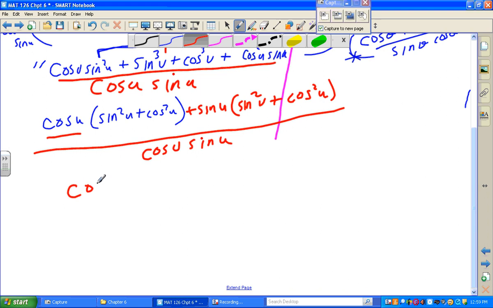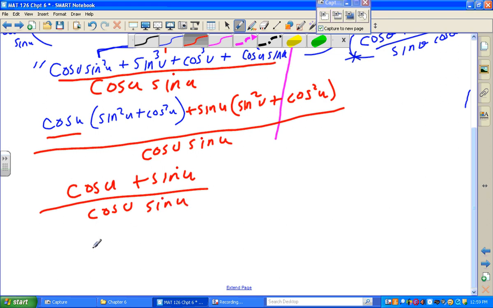Yeah, hey, we're almost there. Is that Schluter again? It is 2. Cosine U.